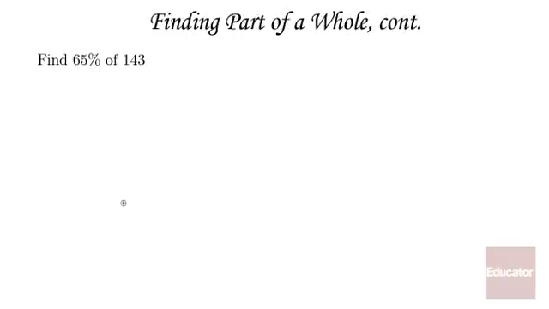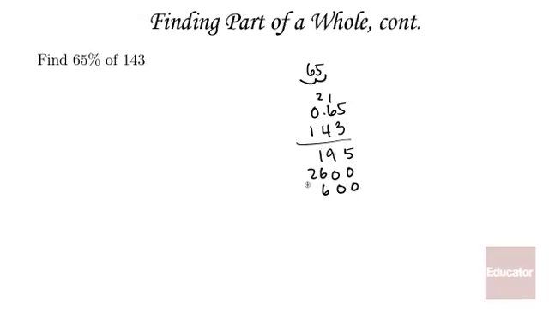Let's find 65% of 143. I'm going to take 65% and change it into a decimal, 0.65, and multiply that with 143. 3 times 5 is 15. 18 plus 1 is 19. Hold the place, 20, 24, 26. Hold the place, 6 and 5. 5, 9, 13, 7, and 8 with 2 decimal places. 83.95.